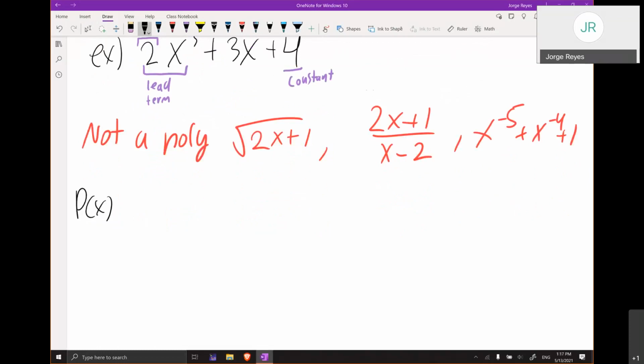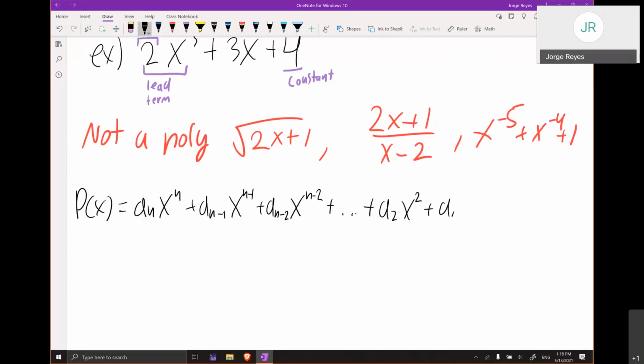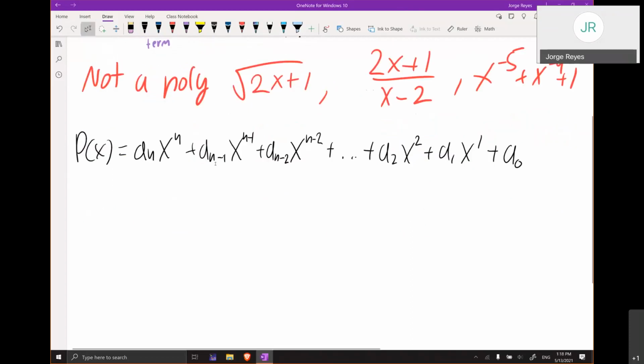So a polynomial p of x is going to equal a sub n x to the n plus a sub n minus 1 x to the n minus 1 plus a sub n minus 2 x to the n minus 2 plus dot dot dot plus a sub 2 x squared, a sub 1 x to the 1, a sub 0 x to the 0, but remember, anything to the 0 power is 1, so we don't really write that one down. Okay, and so here's a polynomial. This is all of them. This is what they look like.